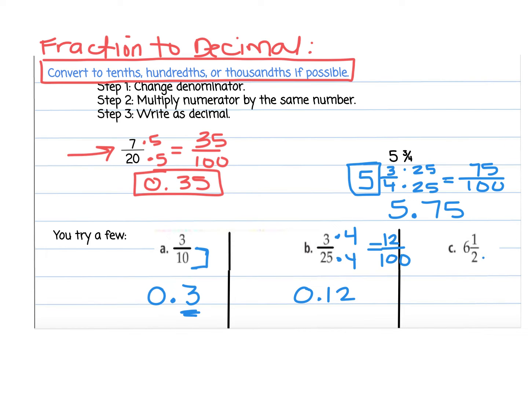6 1/2, I know that 2 can be multiplied times 5 to get to 10. So I'm going to do the same thing on the top and the bottom, which would be 6 5/10. So then we would have 6.5. A lot of you know that 1/2 is 0.5, so then you maybe didn't even need to convert. Also, really quick, I could multiply 2 times 50 to get to 100, and 1 times 50, so then I would have 6 50 hundredths, which would be 6.50, but remember, we don't need that 0, so then we would still end up with 6.5.